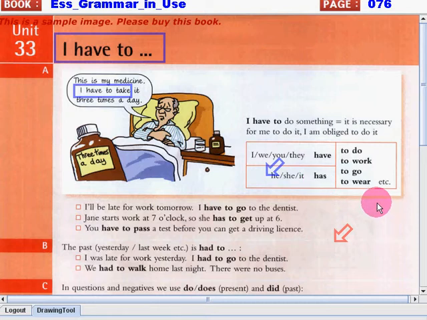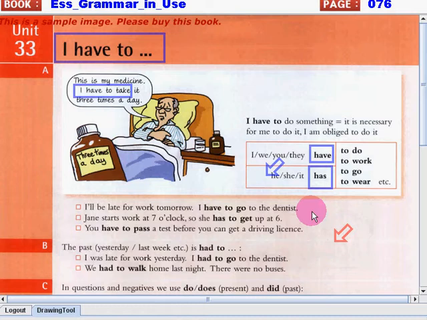Okay, so as you can see, for plural subjects or pronouns, we use the word "have." But for singular, of course, we use the auxiliary verb "has," and then followed by infinitive, then our main verb. Let's have some sample sentences for that.